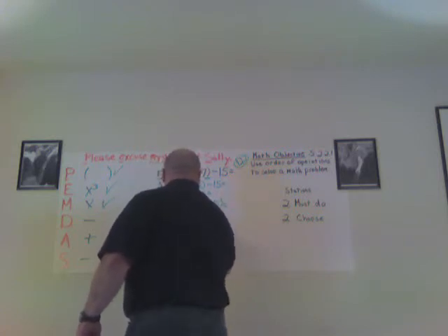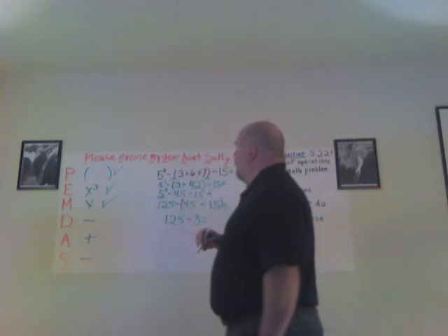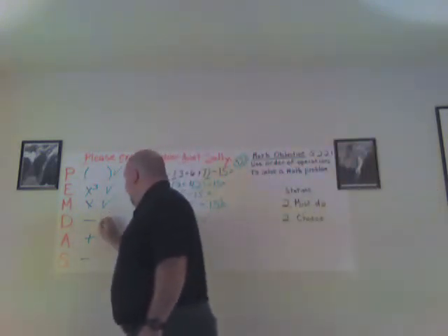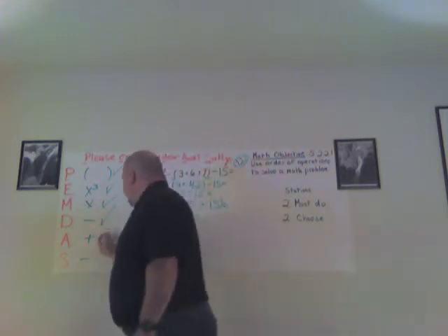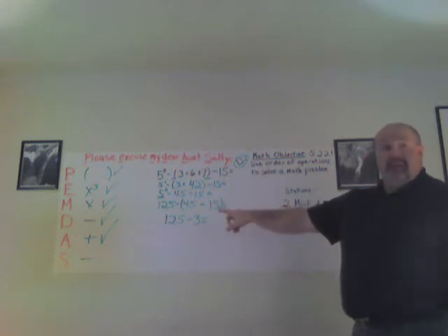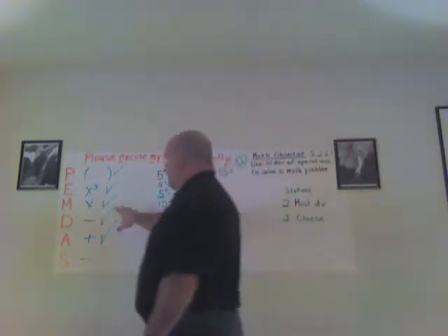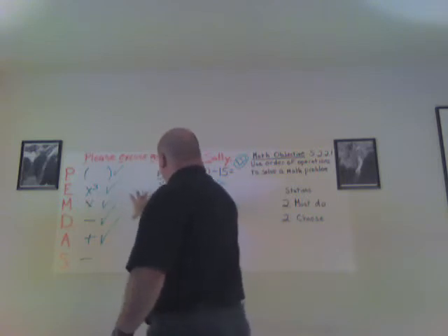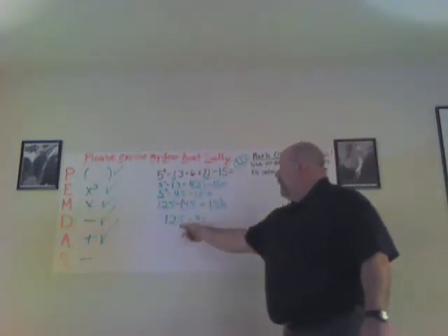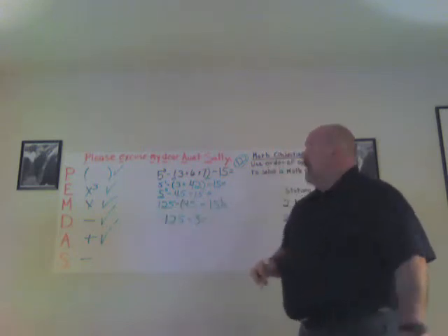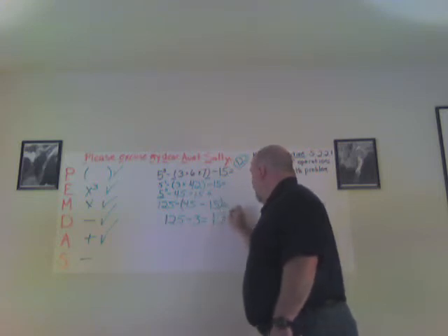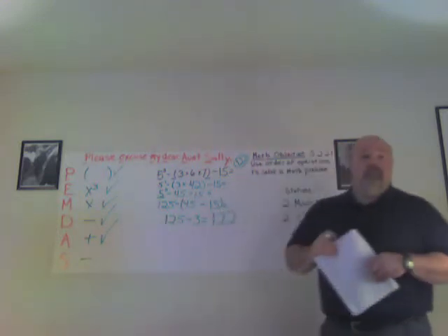Now, we are down to simple addition and subtraction. We've done our division. There is no more addition left. And we have subtraction. When you have addition and subtraction, or multiplication and division, just like any other problem we've done before, we will go from left to right. But we've simplified it down. 125 minus 3. Everyone now, that equals 122.